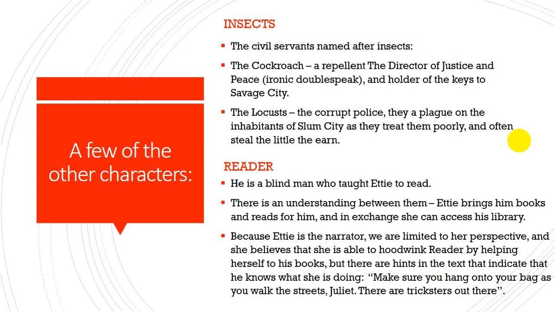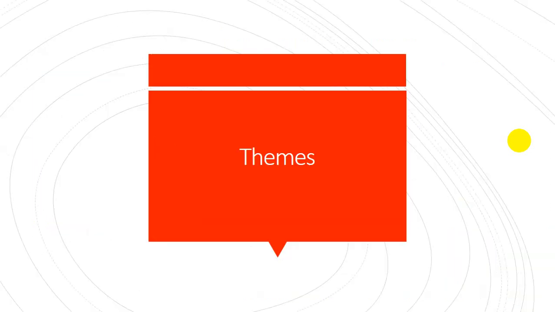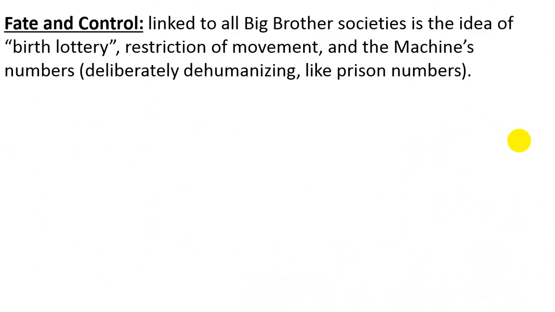He says things like, "Make sure you hang onto your bag as you walk the streets, Juliet. There are tricksters out there," and he's obviously talking about her. Some of the themes, these are some of the themes that I've put together. I'm sure that you might have some other ideas, and I'd love to discuss them at the end if we have time.